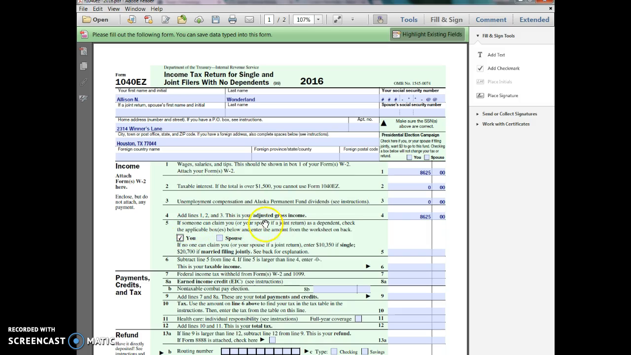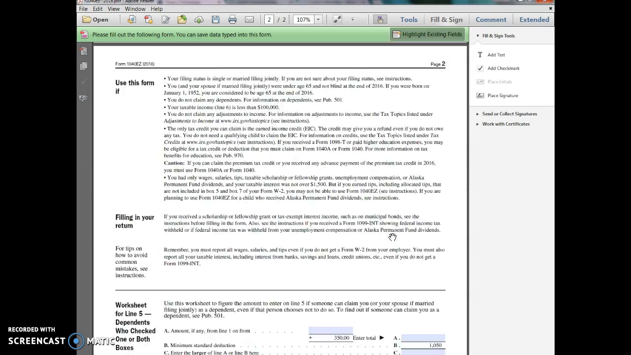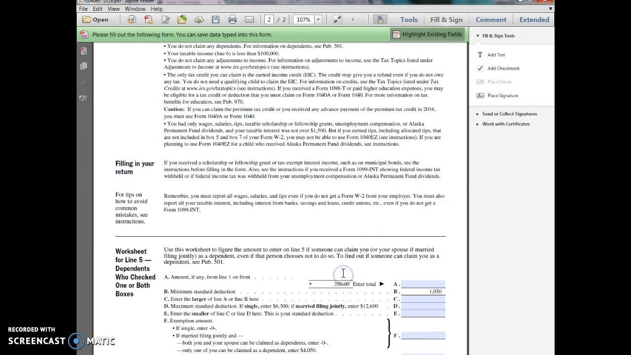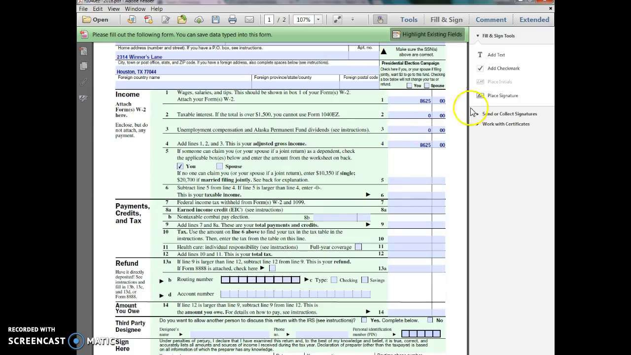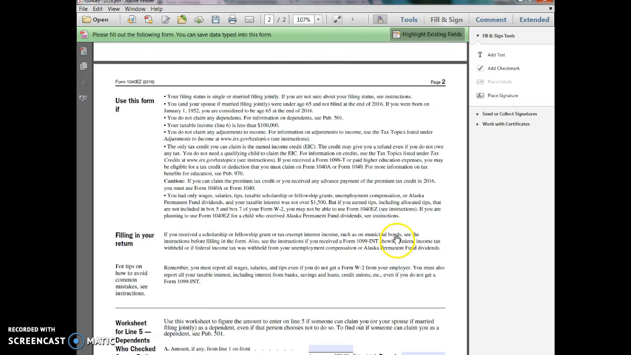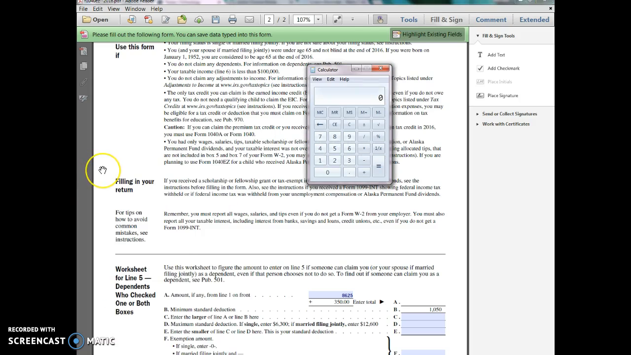If someone can claim you or your spouse on a joint return as a dependent, check the applicable boxes below and enter the amount from the worksheet on the back. Well, this worksheet is below at the bottom, so we're going to scroll down and find a worksheet. There it is. Amount from line 1 on the front. That should be $86.25. Let's look for line 1. Yep, it's $8,625. Then we add $350. Pull out your trusty calculator.